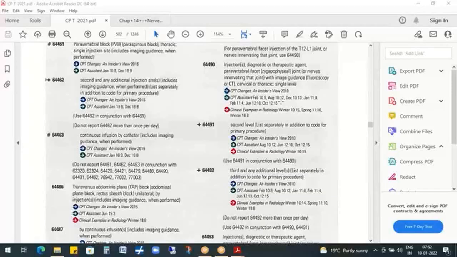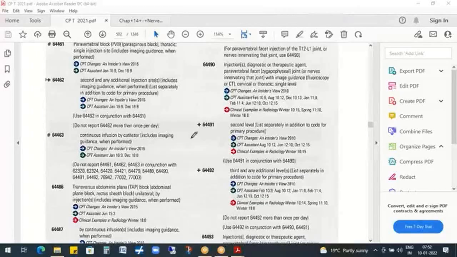See, another name for this injection is MBB, medial branch block. Write down the medial branch block. How many levels are performed? 90 means single level, 91 means second level, 92 means third level. Yes or no? The code descriptions are like that. Now, this code can be used for cervical or thoracic.